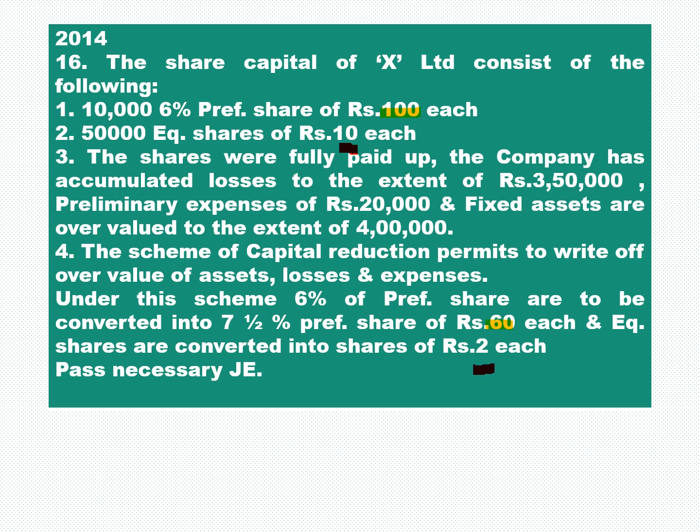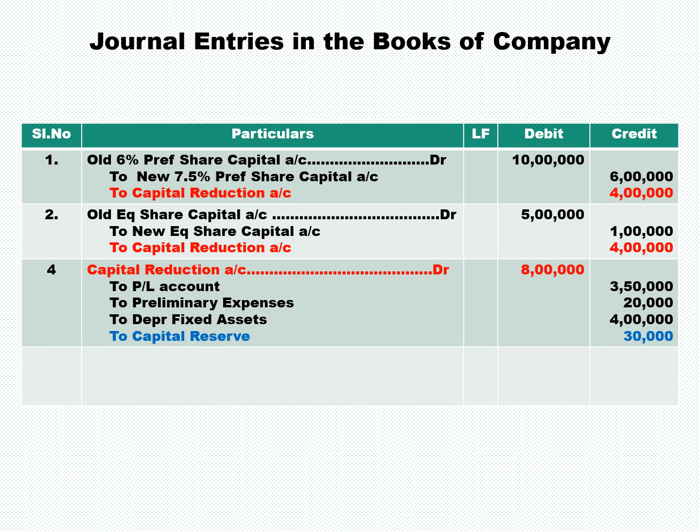Pass necessary journal entries. So we have old 6% preference share capital account debit 10 lakh to new 7.5% preference share capital account 6 lakh. That's 10,000 shares into 60 rupee. So 10,000 shares into 60 rupee we get 6 lakh. And the balance 4 lakh is called capital reduction.